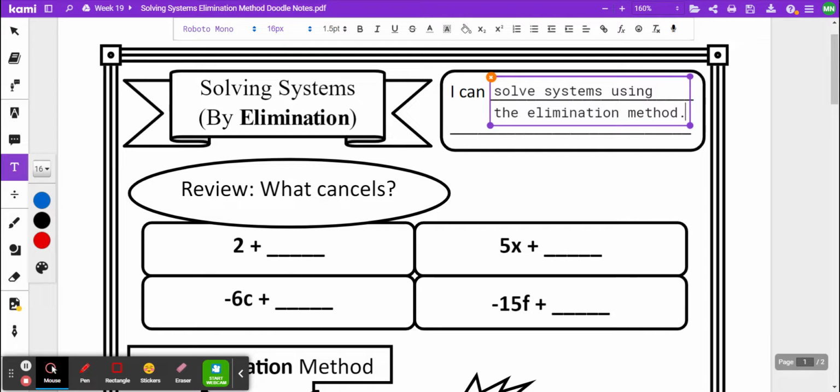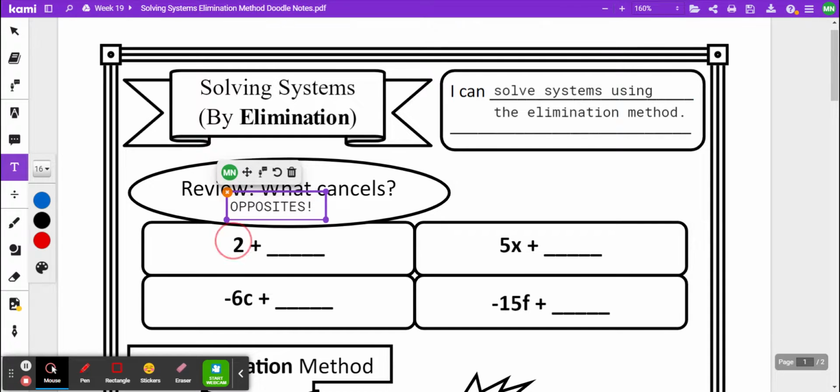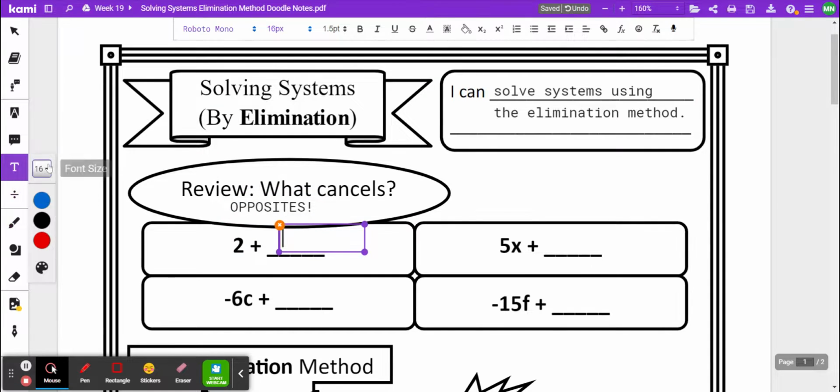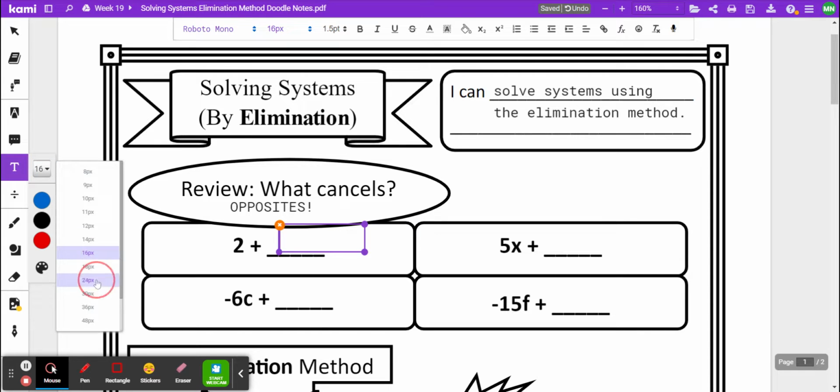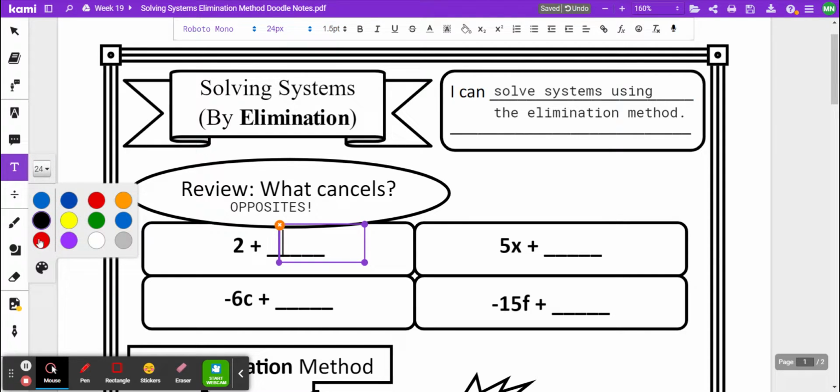All right, so first thing we need to look at is reviewing what cancels. What cancels is opposites. Opposites. All right, so let's look at some examples of opposites. So if we had 2, the opposite would be -2, because 2 plus -2 would give you 0. It would cancel out.